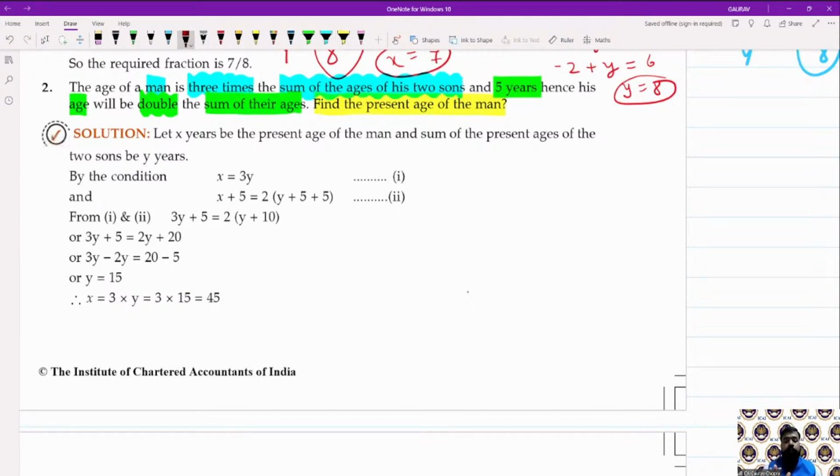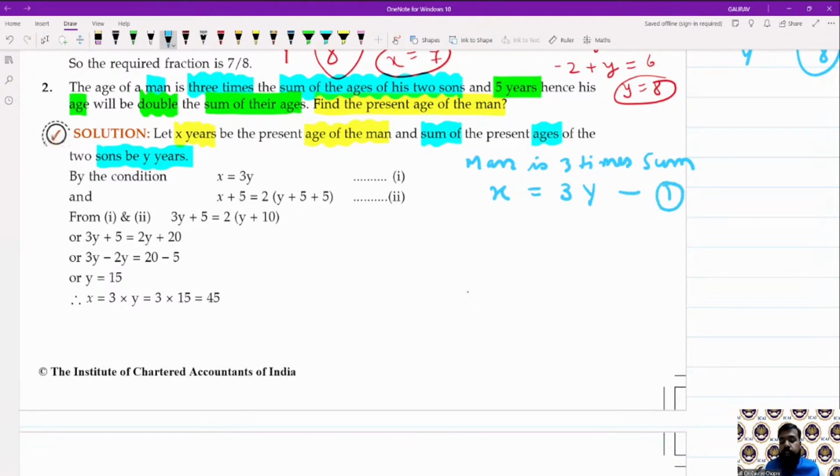So in this case, we have to assume, let the age of the man be x years. So let x years be the present age of the man, and the sum of the present ages of the 2 sons be y years. Now, what is the relationship? According to the first condition, the man is 3 times the sum. So the man is x, and x is equal to 3 times the sum. So what is the sum? y. So x is equal to 3y. This becomes the first equation.